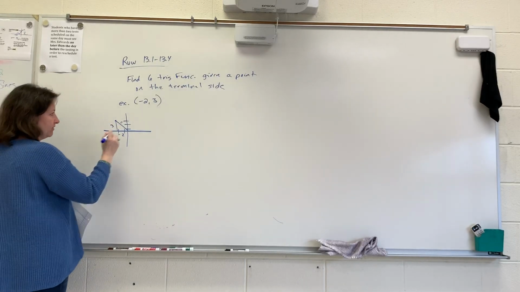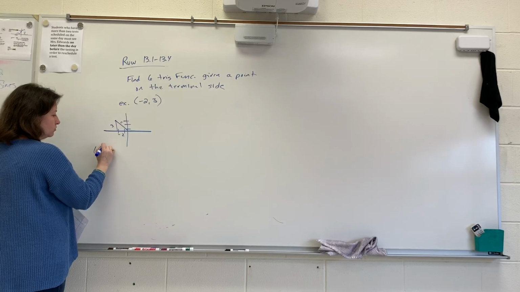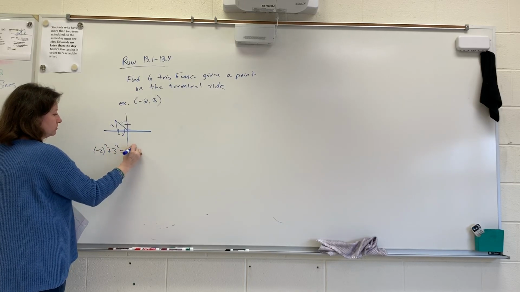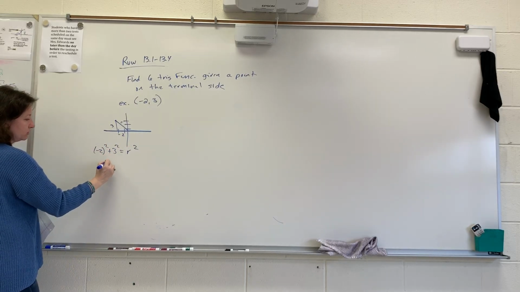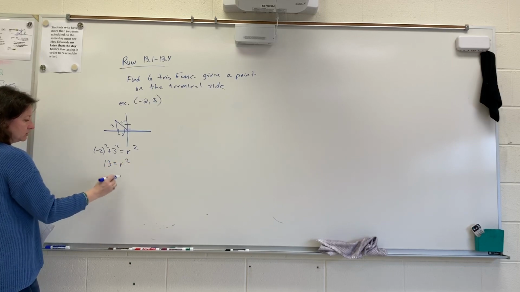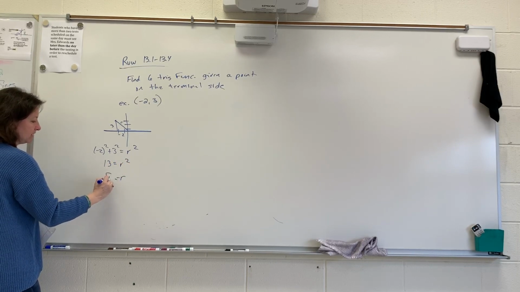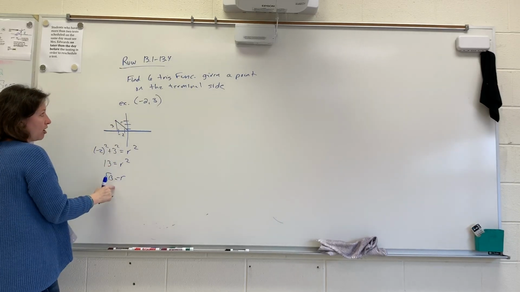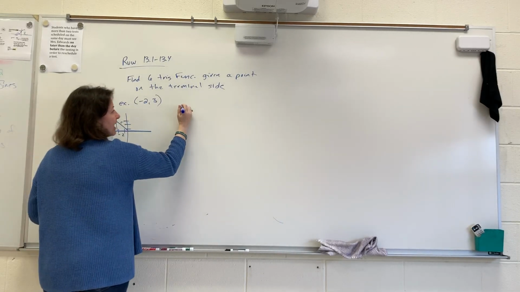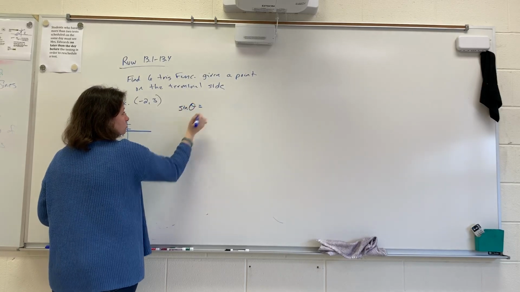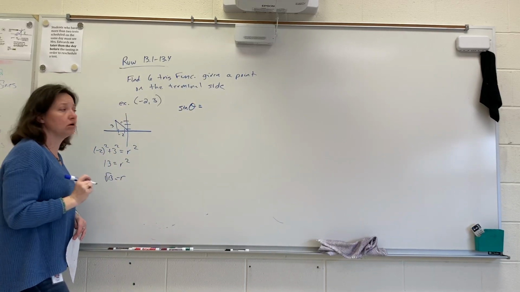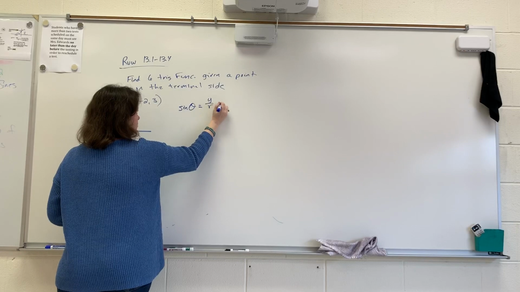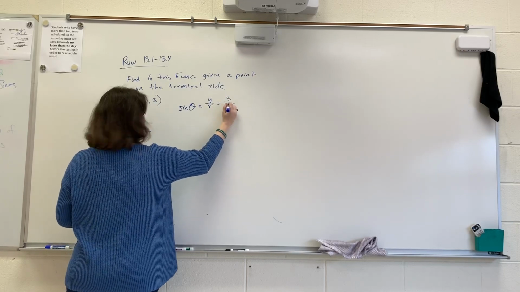So how do I get that r value? I use Pythagorean theorem. So -2 squared plus 3 squared equals r squared. So 9 plus 4 is 13. So square root of 13 is my radius. Remember, radius is always positive. So now that I know my r, I know my x, I know my y, I can get my 6 trig functions. Because what does sine always equal? Y over r. So in this problem, that will be 3 over root 13.